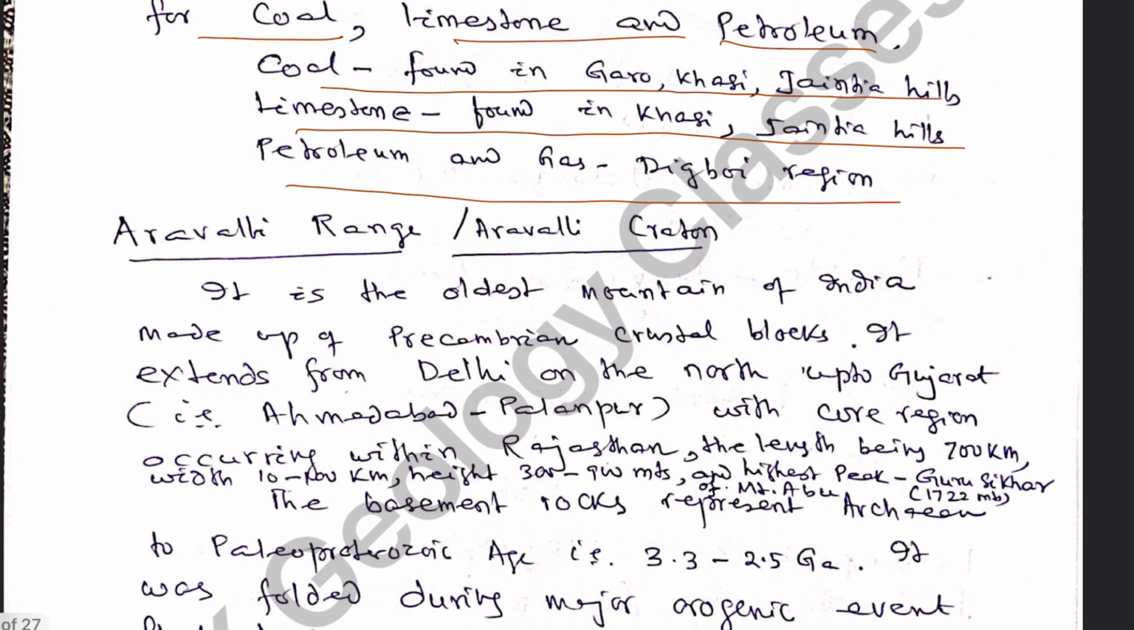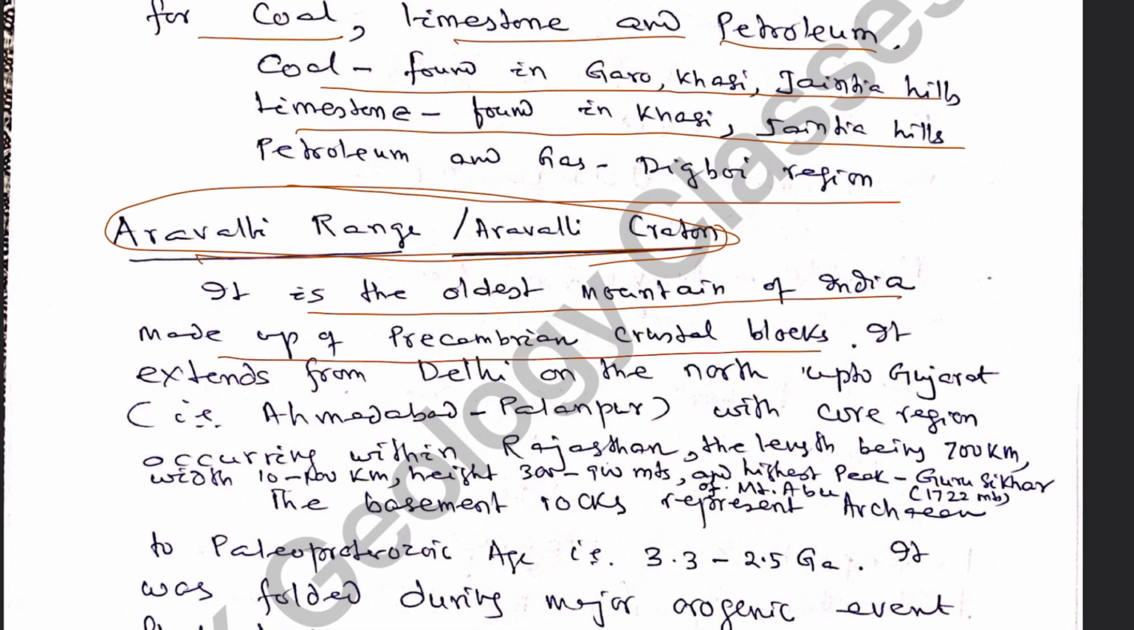Then let us discuss the Aravalli range or Aravalli Craton. It is the oldest mountain of India, made up of Precambrian crustal rocks. It extends from Delhi on the north up to Gujarat, Ahmedabad, Palanpur, with core region occurring within the Rajasthan state. The length of this mountain is over 700 kilometers with width 10 to 100 kilometers, height 300 to 900 meters, and highest peak is Guru Shikhar, that is Mount Abu.